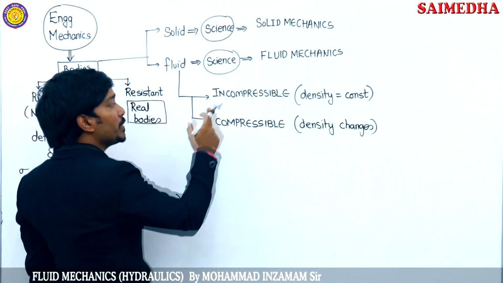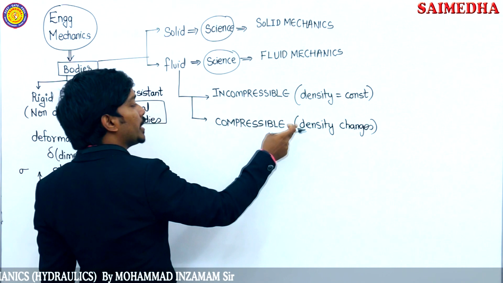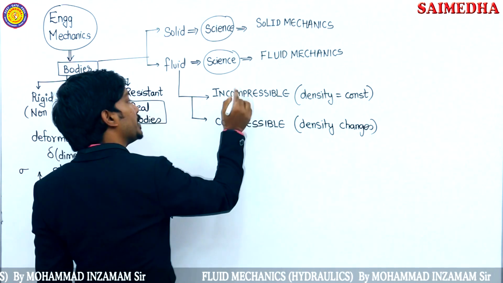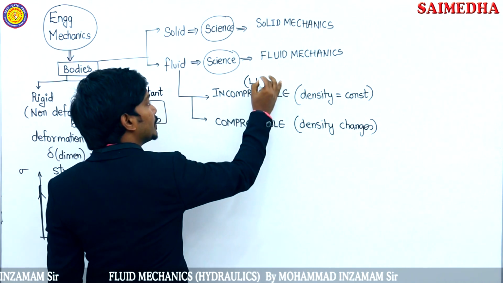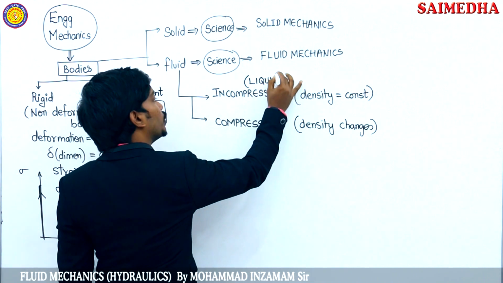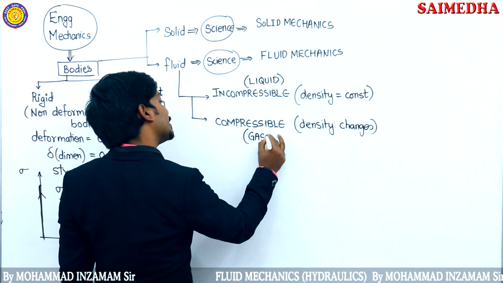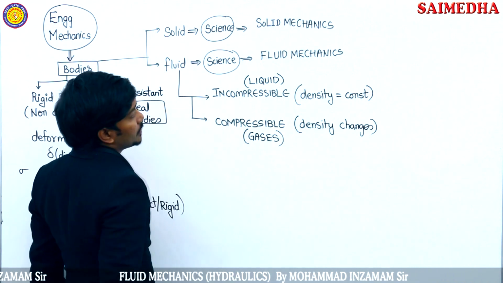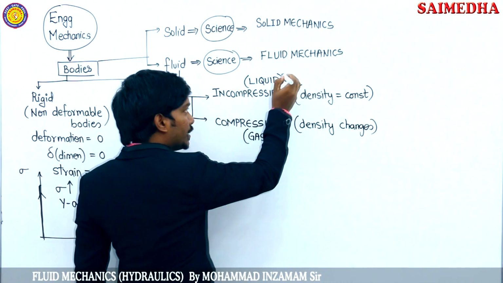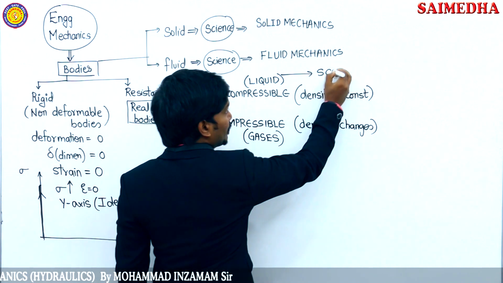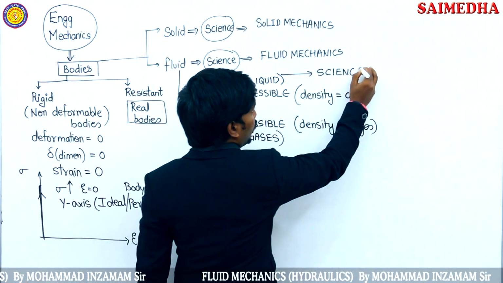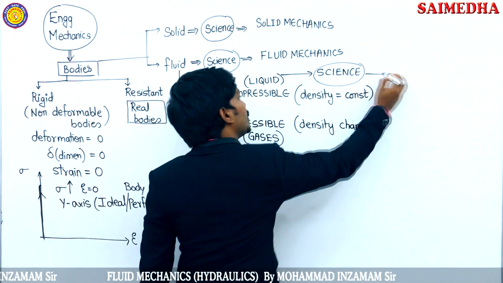So for which material is the density constant and for which is it not, guys? Incompressible is for liquids. Liquid is assumed to be incompressible, whereas gases are assumed to be compressible. Now, the science which deals with the behavior of liquid is called as what?